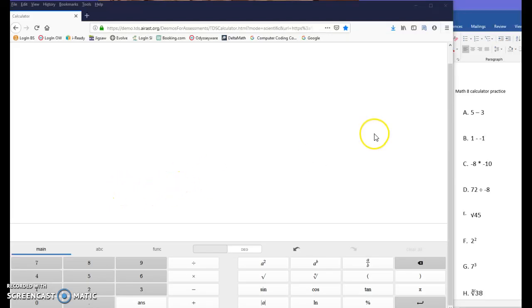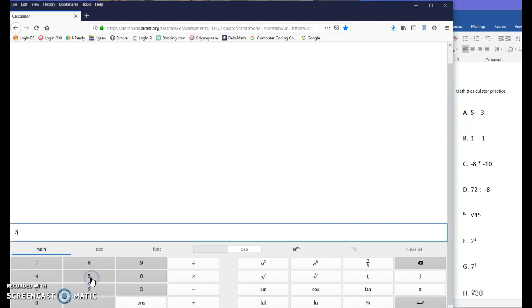Today we are going to look at how to solve some common problems using the online calculator available on the state test. We'll start with some easy problems and then move on to some that might be a little bit more difficult. So as you can see on the right side, our first problem is 5 minus 3. So I type in the number 5 and then the subtraction sign and then the 3. And on the right side it tells me that the answer to 5 minus 3 is 2.